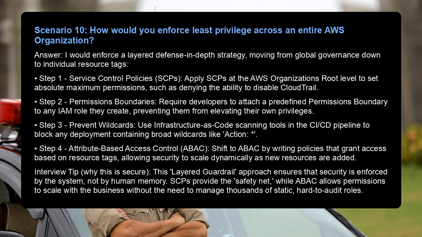Interview tip: why this is secure. This layered guardrail approach ensures that security is enforced by the system, not by human memory. SCPs provide the safety net, while ABAC allows permissions to scale with the business without the need to manage thousands of static, hard-to-audit roles.